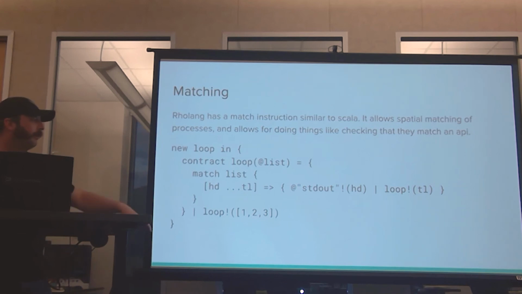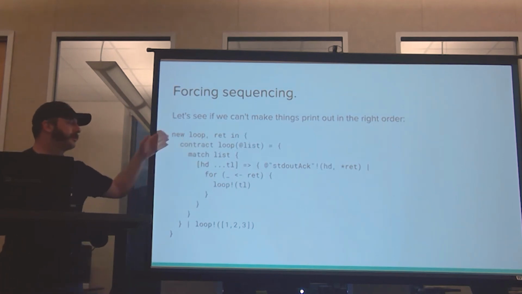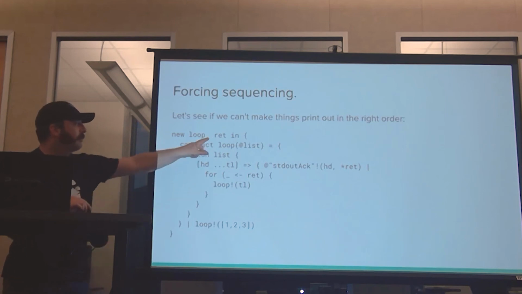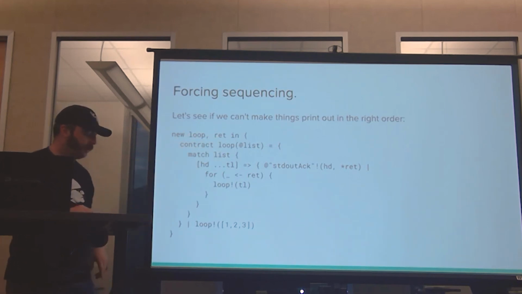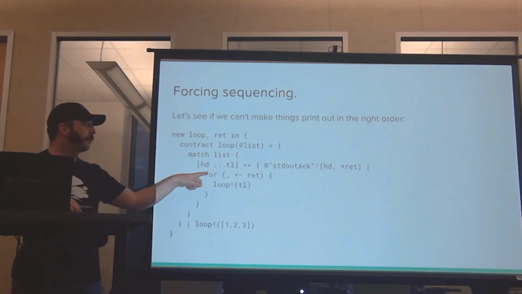All right, so what if we wanted them to print in order? It turns out we can actually make them print in order. And the way that we do that is, this is a common pattern, you'll see this a lot. We're going to use a return channel, and then we're going to wait until something is actually printed on the return channel before we call the loop again. So this looks basically the same, except we allocated 2 names, loop and ret. And then we're going to send standard out ACK the head of the list and the ret name. And then we're going to listen on the ret name.